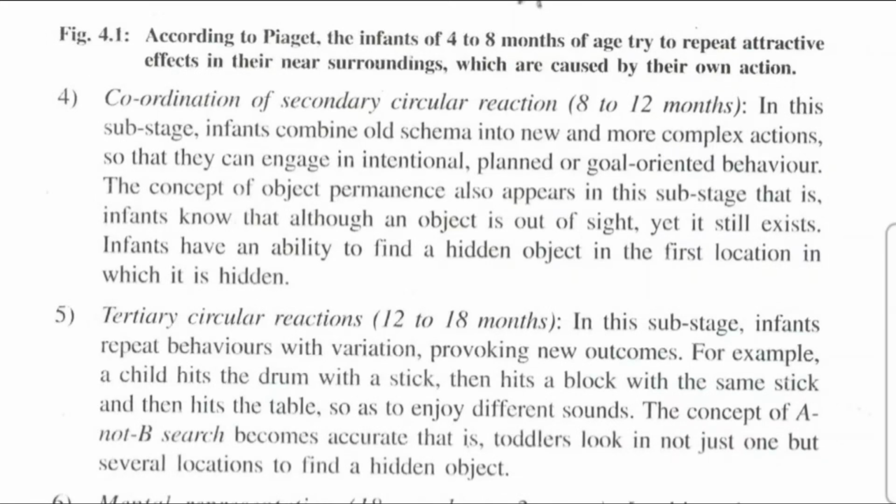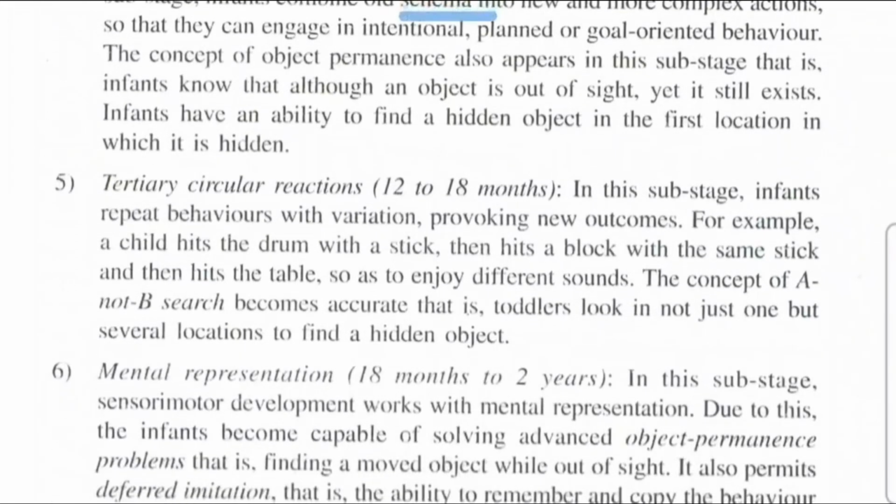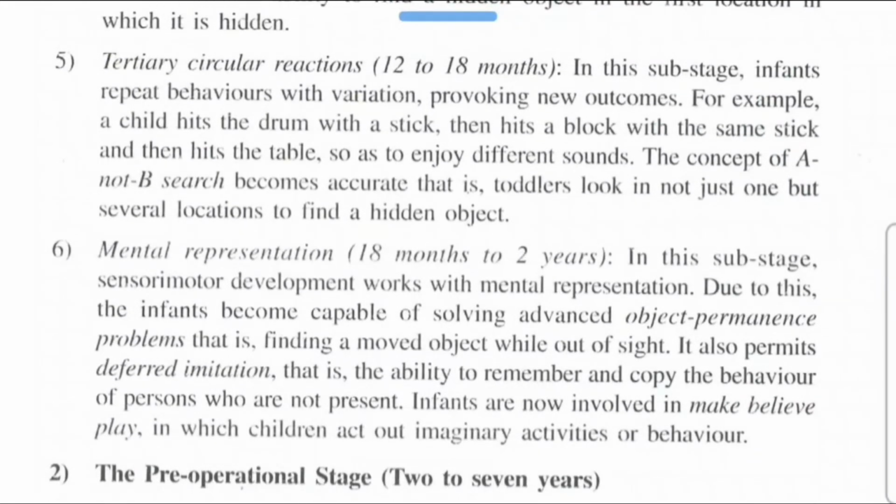5. Tertiary circular reactions, 12 to 18 months. In this substage, infants repeat behaviors with variation, provoking new outcomes. For example, a child might hit a drum with a stick, then hit a block with the same stick, and then hit a table, enjoying the different sounds produced. The concept of A not B search becomes more accurate. Toddlers search in several locations to find a hidden object.